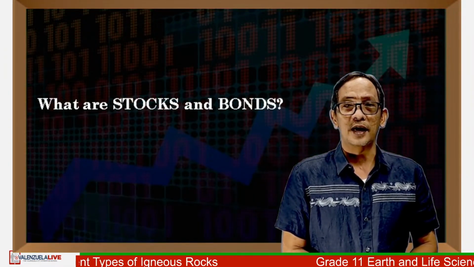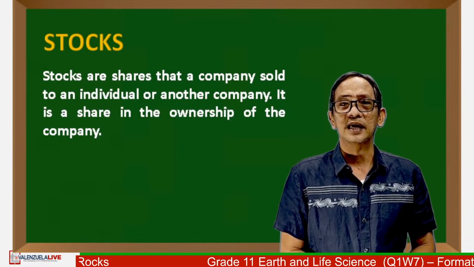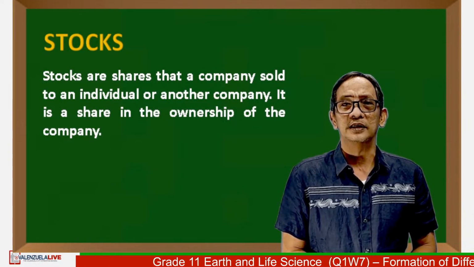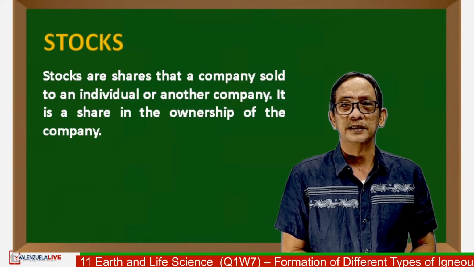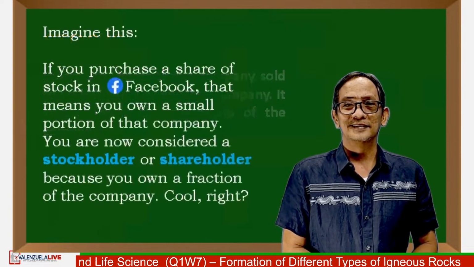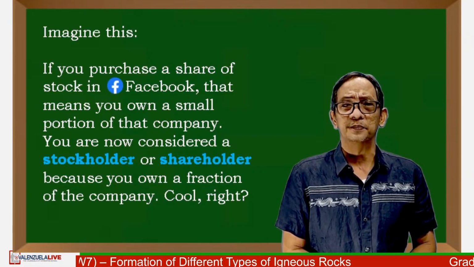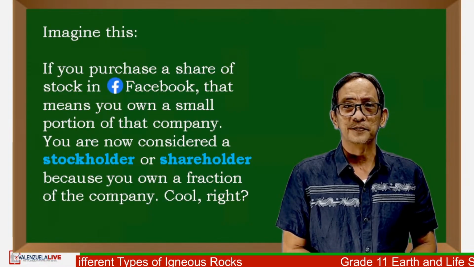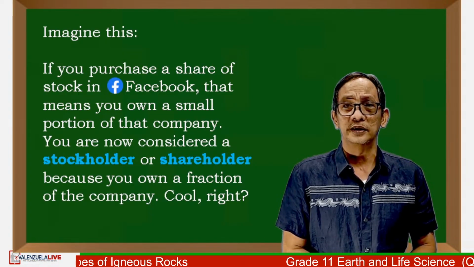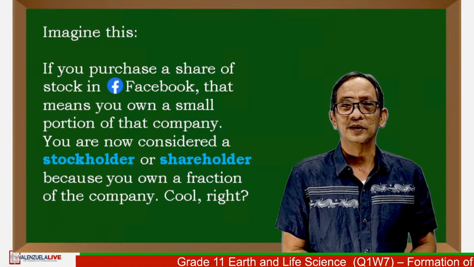What are stocks and bonds? Stocks are shares that a company sold to an individual or another company. It is a share in the ownership of the company. Imagine this. If you purchase a share of stock in Facebook, that means you own a small portion of the company. You are considered a stockholder or shareholder because you own a fraction of the company. Cool, right?